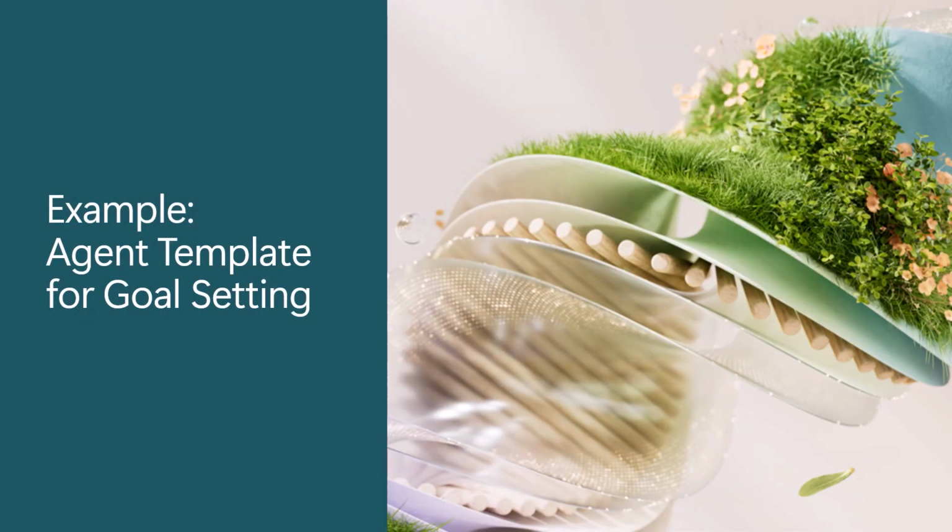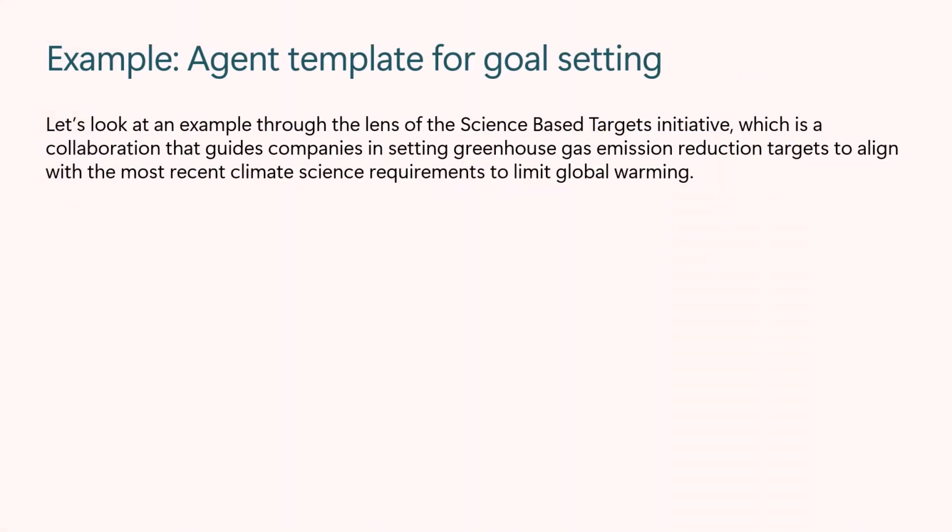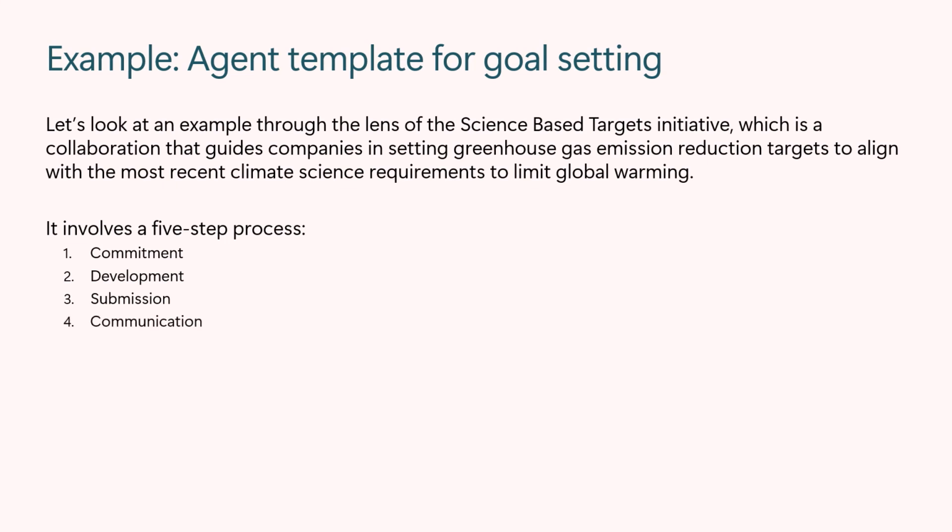Let's begin by going through an example of a Copilot Studio template, aimed at helping organizations understand how to create carbon reduction goals that align to regulatory compliance methodologies, such as the Science-Based Targets Initiative. Let's take a look at an example through the lens of the Science-Based Targets Initiative, which guides companies in setting robust emission reduction targets. It's a structured 5-step process: commitment to align with climate science, development of a detailed plan, submission for validation, communication of the commitment, and finally, disclosure to track progress.